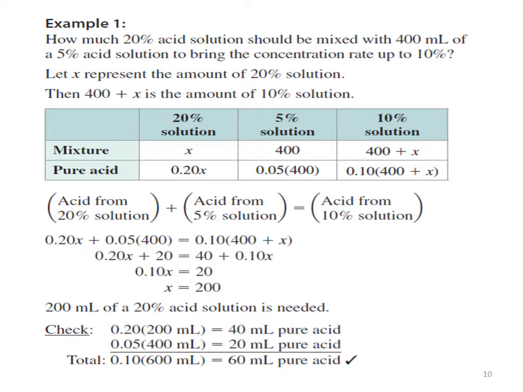That means you need 200 milliliters of the 20% solution to add to the 400 milliliters of the 5% solution to get a mixture that is 10%. The volume of the mixture will be 600 in this case.